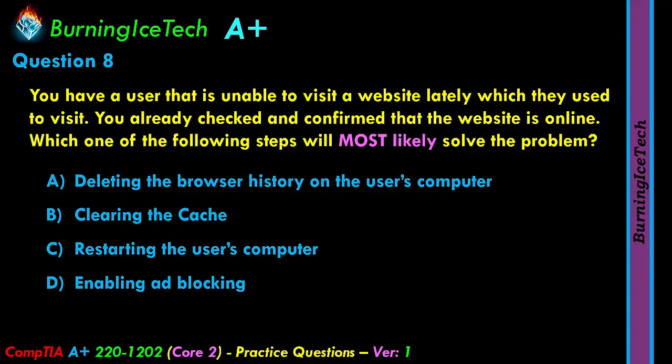Is it answer A, deleting the browser history on the user's computer? No, guys, deleting the browser history is not going to make any difference. You just won't be able to see, or somebody else just won't be able to see on that specific PC which sites they've visited. But it's not going to solve the problem in terms of them not being able to access this website. Answer B, clearing the cache.